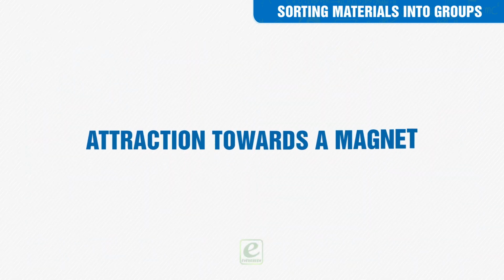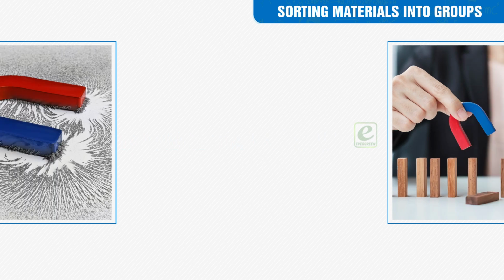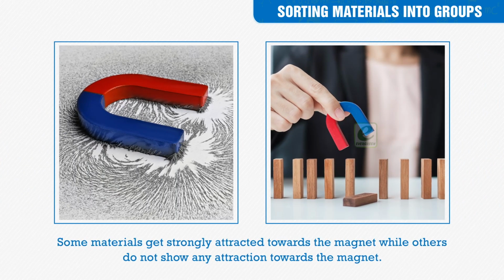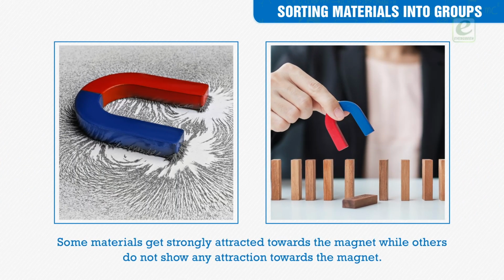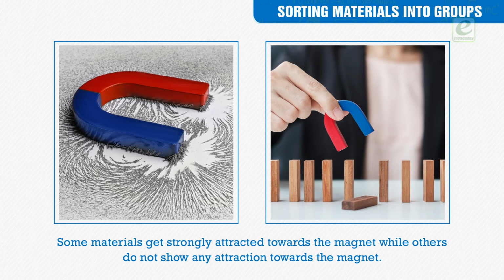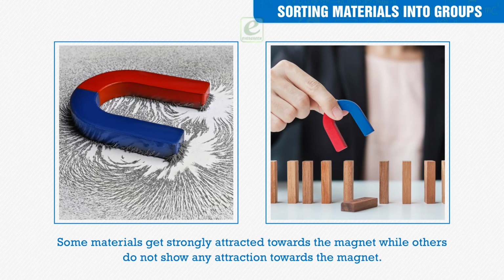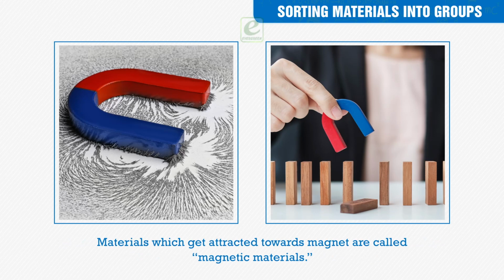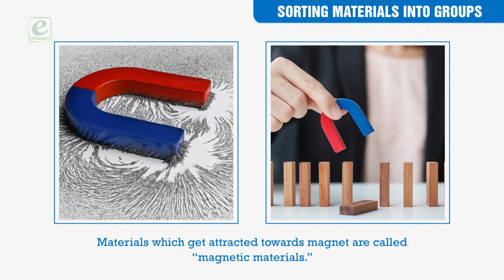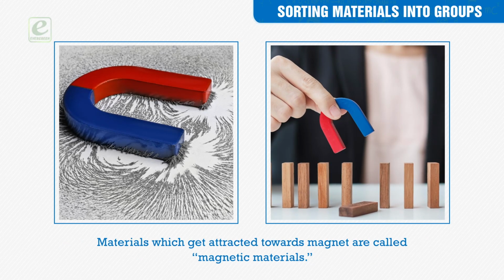Attraction towards a magnet. Some materials get strongly attracted towards a magnet, while others do not show any attraction towards the magnet. Materials which get attracted towards a magnet are called magnetic materials.